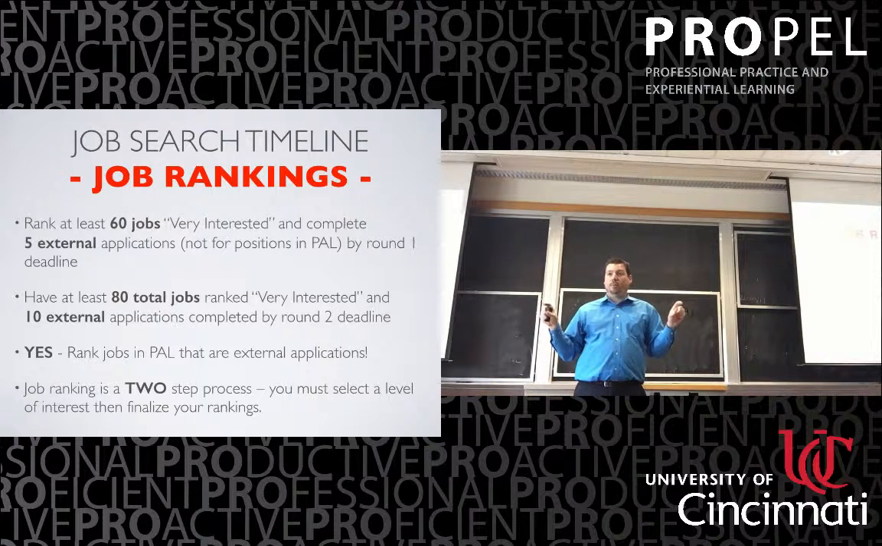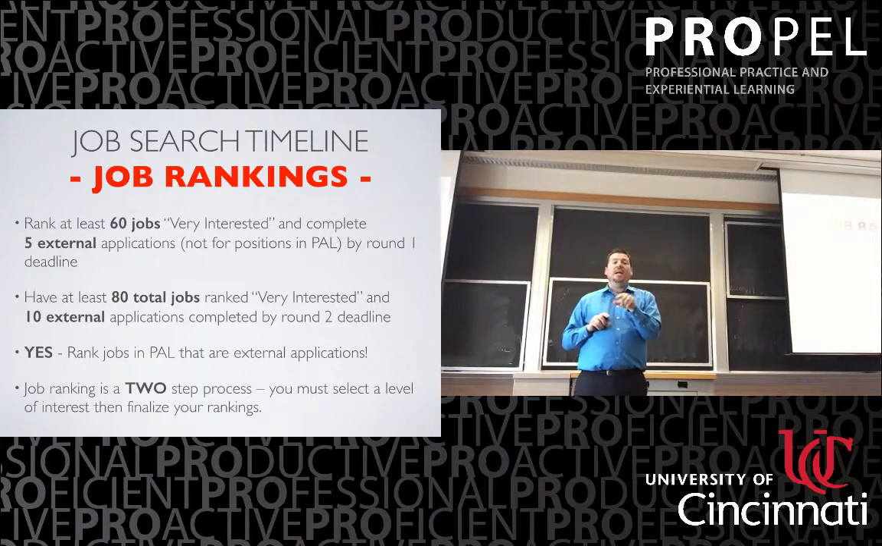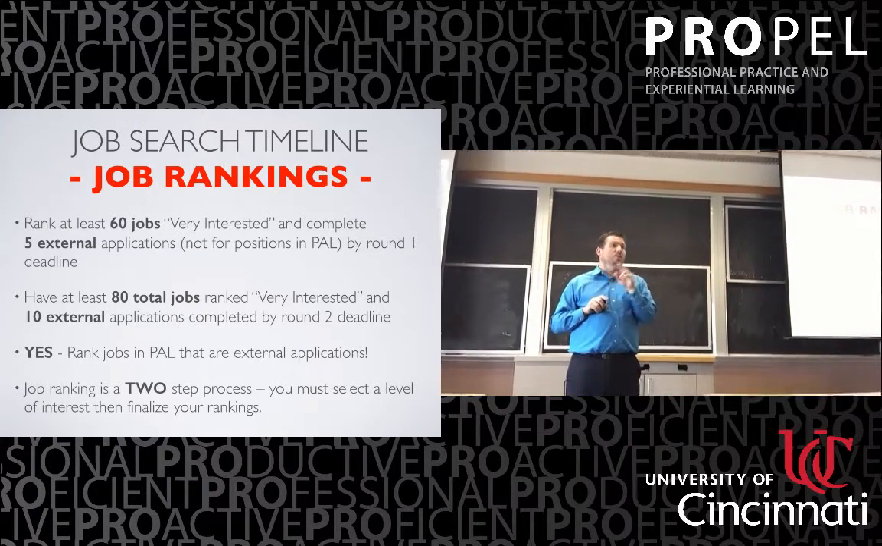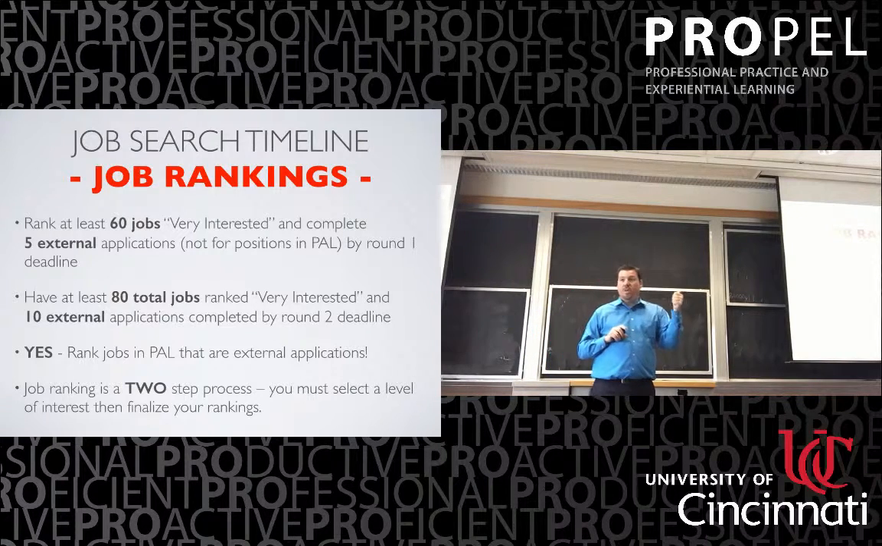Here's the link. When you go into the system and you see a position like BMW that you're interested in, not only click on that link and apply for that job externally, but rank it as very interested if that's a job you're interested in. The reason why I have you do that is a couple things. One, it tells me that you're interested in working for BMW.